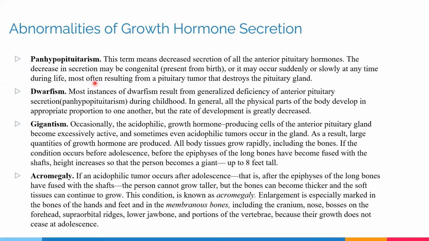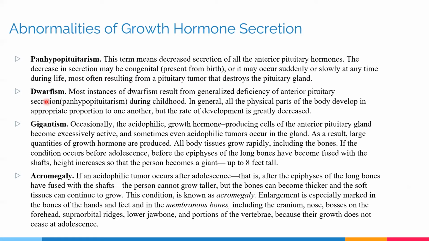Next, let us look into abnormalities of growth hormone secretion. These abnormalities include, first, panhypopituitarism. Panhypopituitarism means decreased secretion of all of the anterior pituitary hormones. The decrease in secretion may be congenital, that is present at birth, or it may occur suddenly or slowly at any time during life, most often resulting from a pituitary tumor that destroys the pituitary gland.